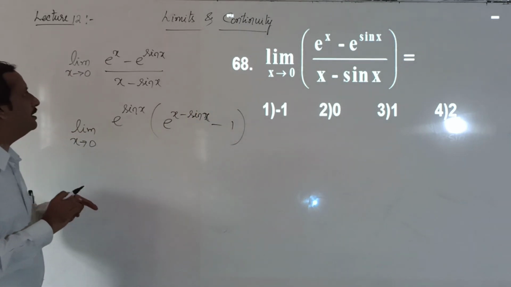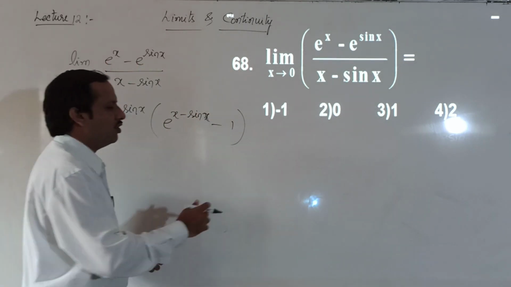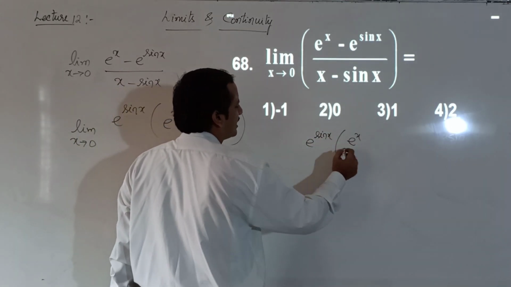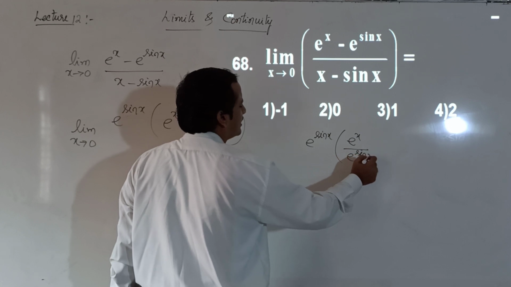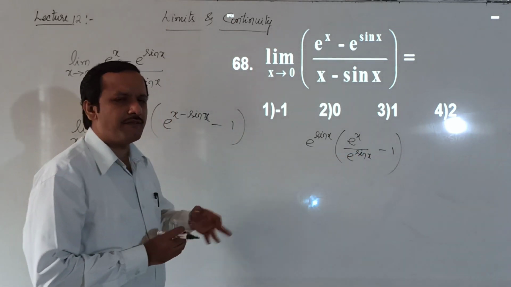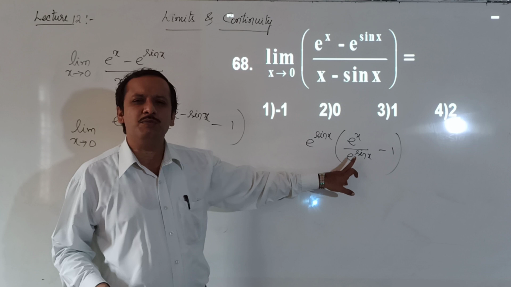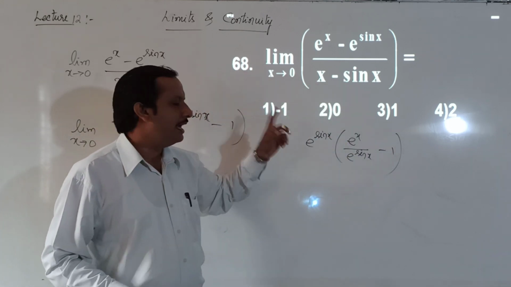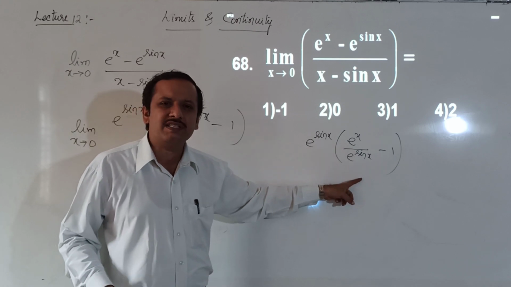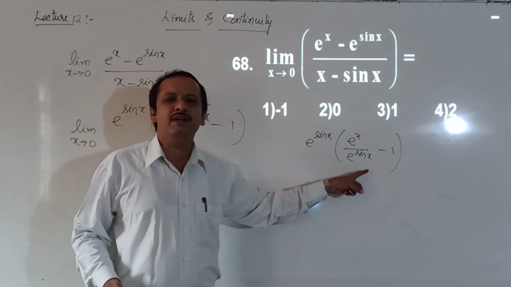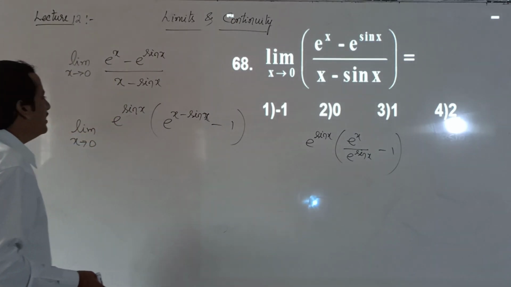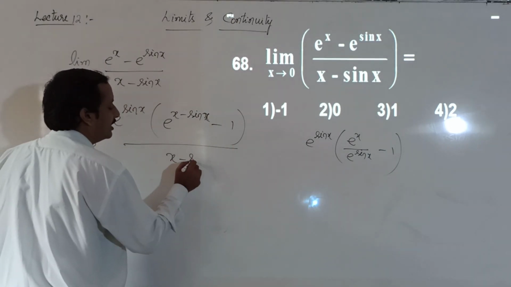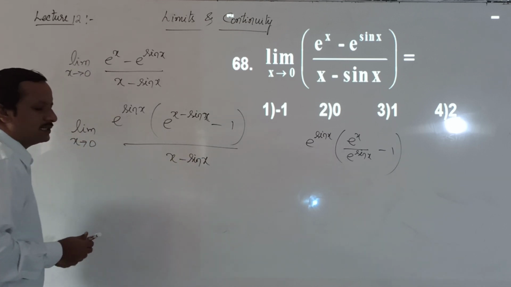Did you understand this step? See, I have taken e power sin x as common. So if I take e power sin x as common, in the first term you will have e power x divided by e power sin x. Second term will be 1. Now if I take this e power sin x inside, e power sin x gets cancelled. Here we will have minus e power sin x. So we will get back to that. And now e power x divided by e power sin x, I am writing that as e power x minus sin x. E power x minus sin x minus 1, divided by, in the denominator we have x minus sin x.